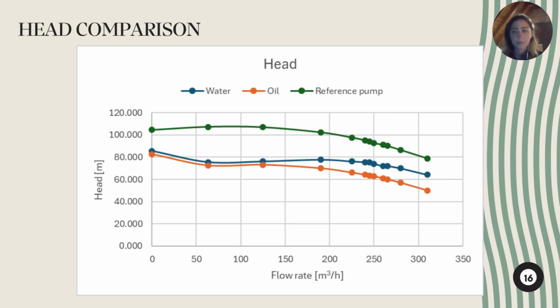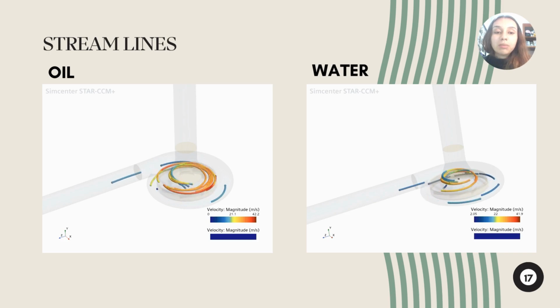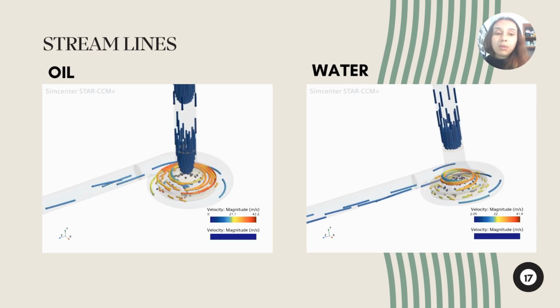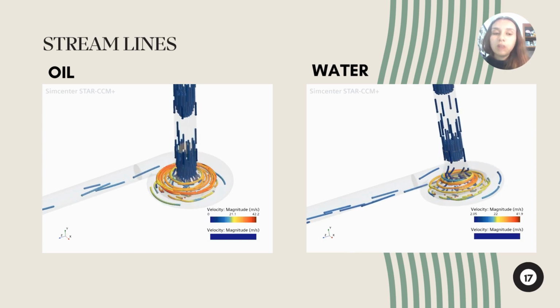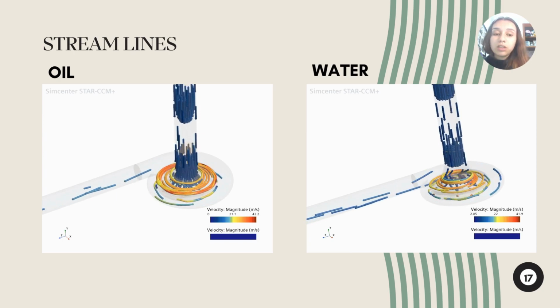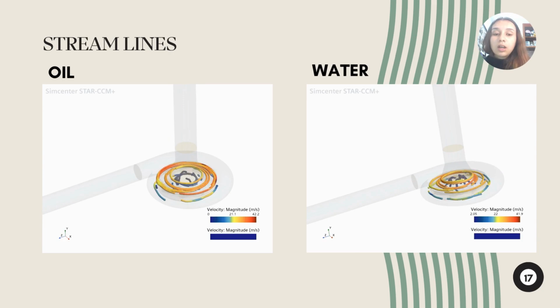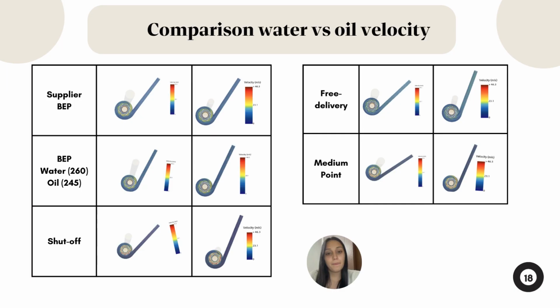Here we can see animation of the streamlines for the oil and water simulations. There is a difference in the velocity profile at the pump inlet, which can be explained by the differences in viscosity of the fluids. Being more viscous, the oil generates a higher shear stress with the walls of the pump inlet. In the impeller part, it is observed that in both simulations similar speeds are reached, which is related to the fact that in both the rotation speed is the same.